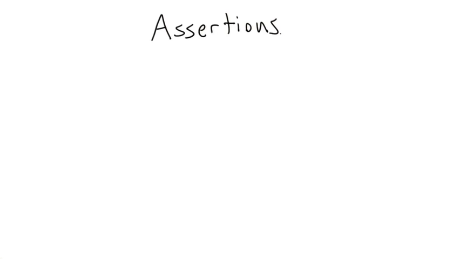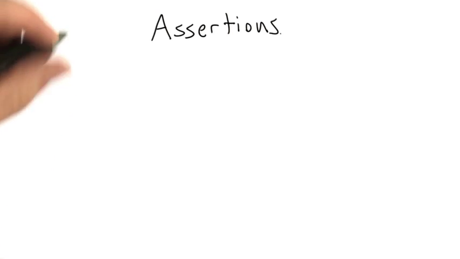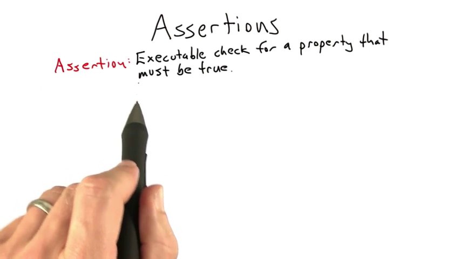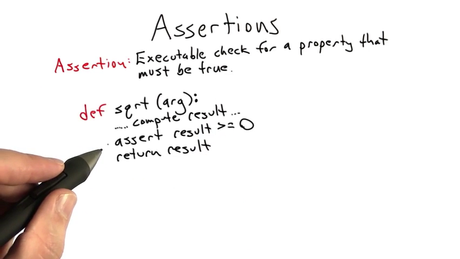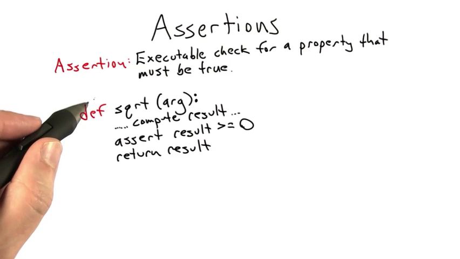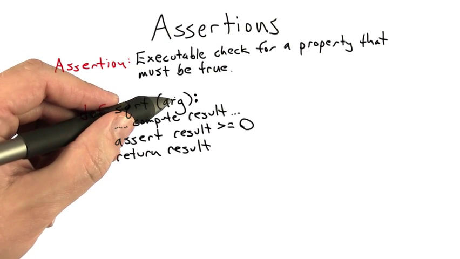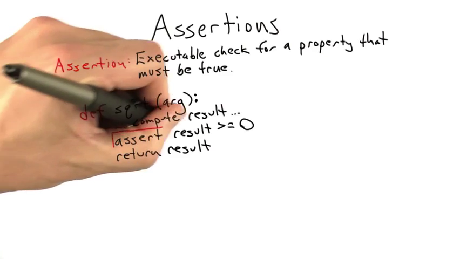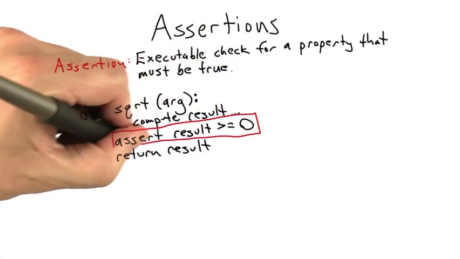So assertions are an important enough topic that we're going to want to cover them separately. An assertion is an executable check for a property that must be true of your code. For the square root example that we've been using, we're defining a function called square root, which takes an argument. We're going to use that argument to compute a result, and here we're going to assert that the result is greater than or equal to 0.